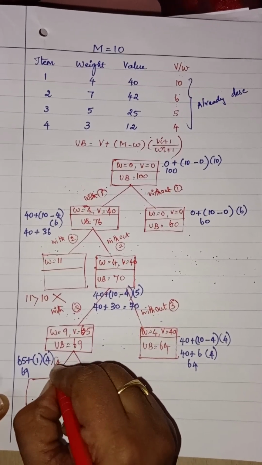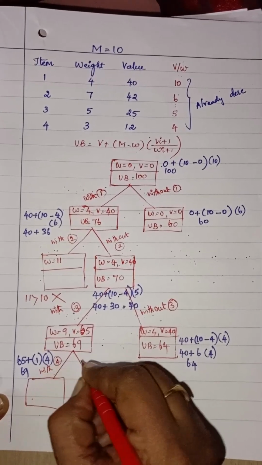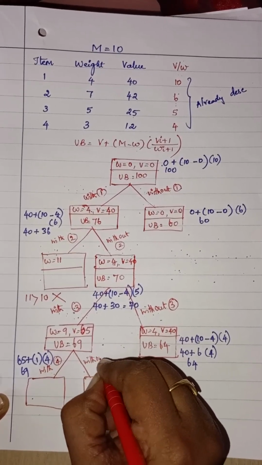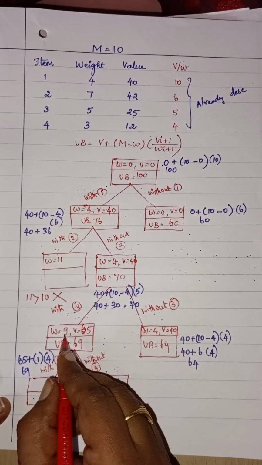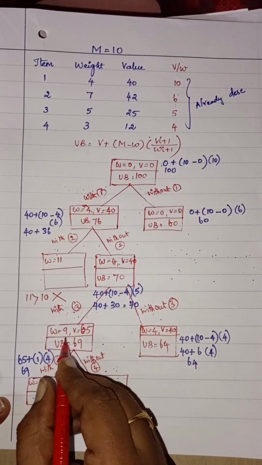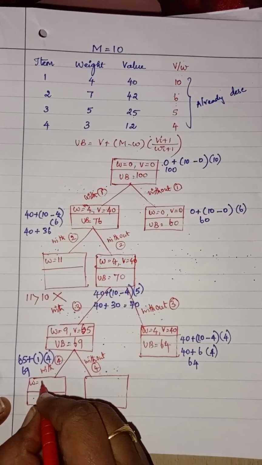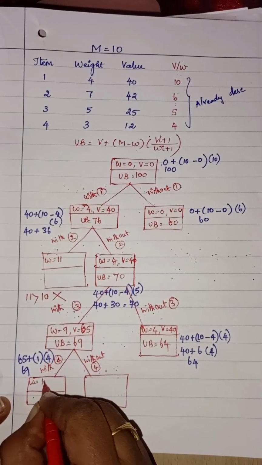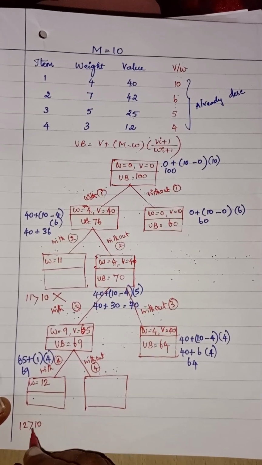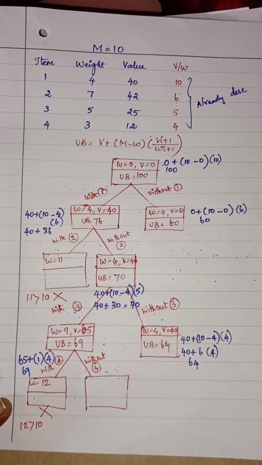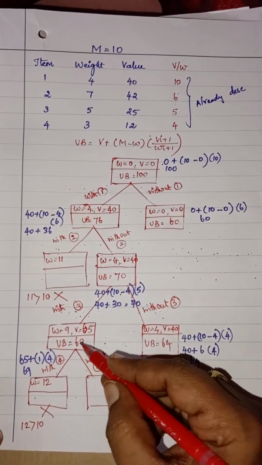So this is with 4 and this is without 4. So when I include item 4, already 9 is the weight. If I include it, it will become 9 plus 3, 12. 12 is greater than 10. It is not acceptable. So this is not the solution. Let me come here.